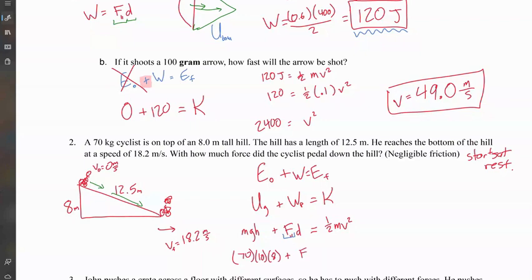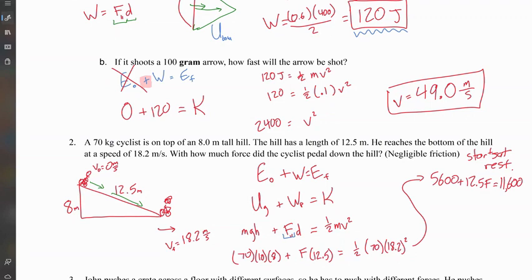Plus, we don't know force, displacement. He moves 12.5 meters because that's the length of the hill. Is equal to 1/2 70 kilograms. We know he ends at 18.2 meters per second, and that gets squared. Okay, so 70 times 10 times 8. So we get 5,600 plus 12.5 times the force is equal to 1/2 70, 18.2 squared, 1,600 to 3 sig figs.